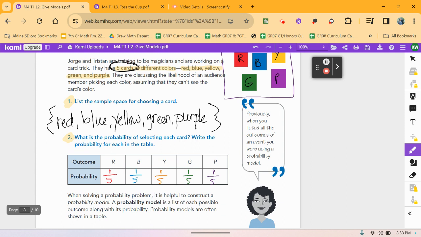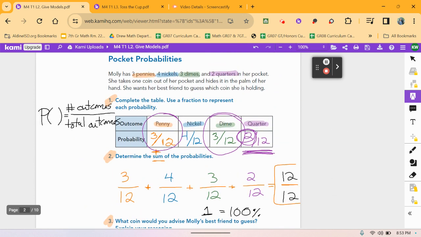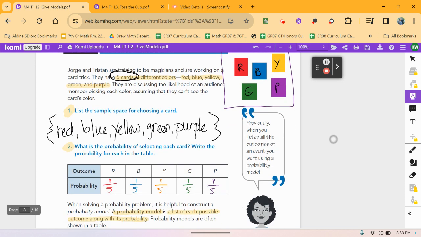Below it says, when solving a probability problem, it is helpful to construct a probability model. Get ready to highlight. A probability model, highlight this, is a list of each possible outcome along with its probability. Probability models are often shown in a table. So as you can see in number 2, you just created a probability model. You also created a probability model in the getting started and you just didn't know it. So really easy to create.